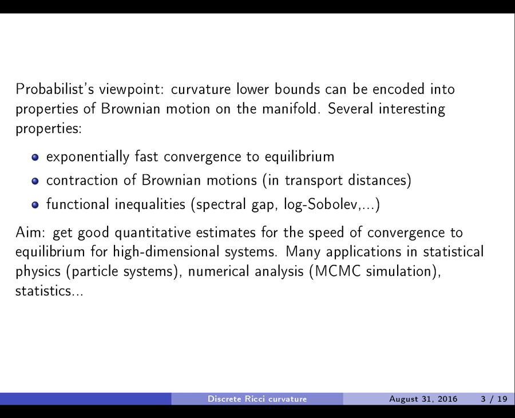If you look at Brownian motion starting from different configurations, you can find couplings in such a way that, on average, the Brownian motions will get closer and closer as time goes. And you have many useful functional inequalities. We'll later see spectral gaps, logarithmic Sobolev inequalities. And what I'm interested in here is how to get good quantitative estimates on the speed of convergence to equilibrium for systems in very high dimension. This has many applications in statistical physics, statistics, for numerical sampling.